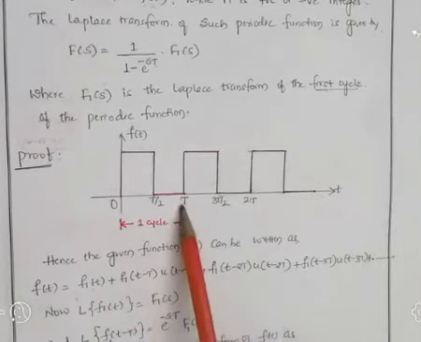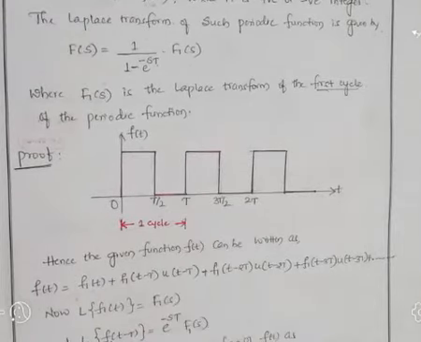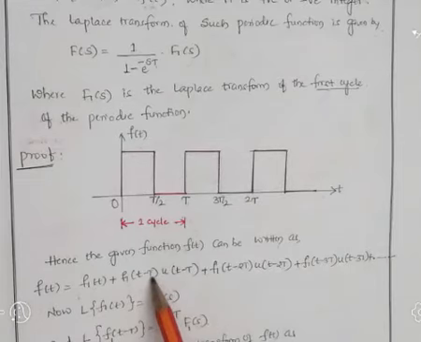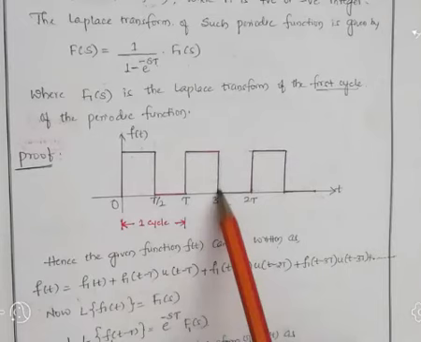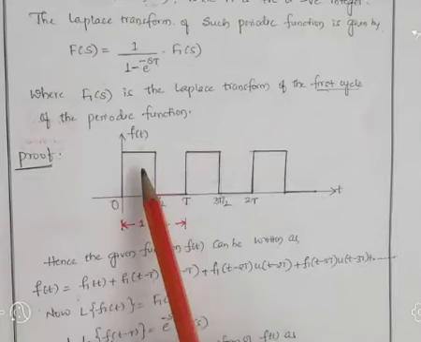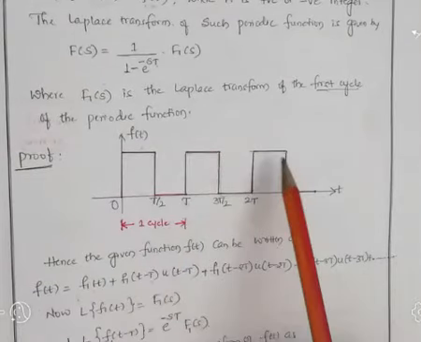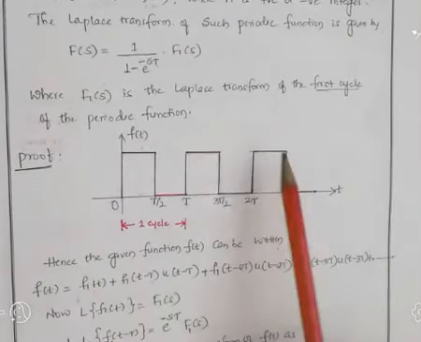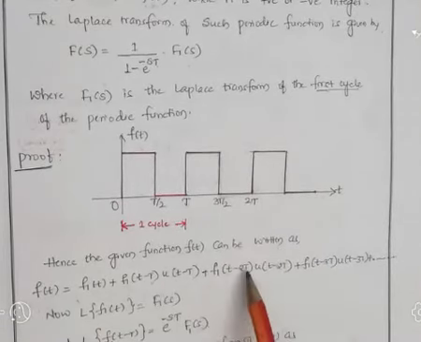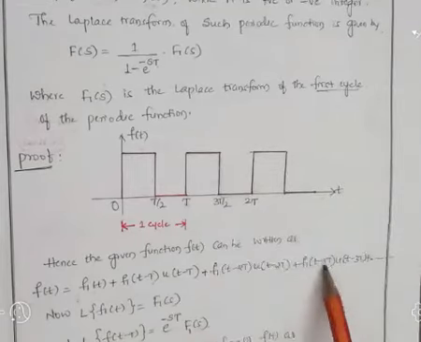f1 of t minus T. When we get this after shifting the function f1 of t by T seconds, it is about the time shifting property. This nature of the signal is present at capital T, so you have to shift f1 of t by T seconds. Next, this nature of the signal we are getting at 2T onwards. So the second one is f1 of t minus 2T, third one is minus 3T, minus 4T, minus 5T, and it goes on.